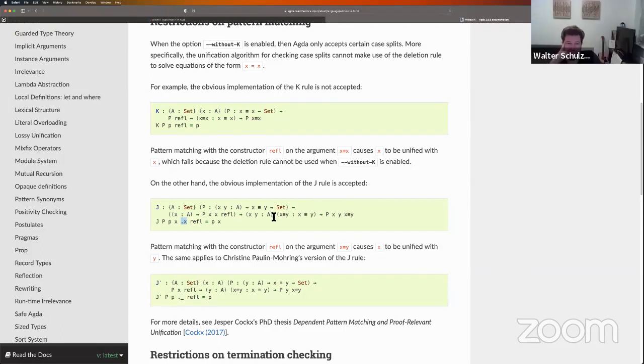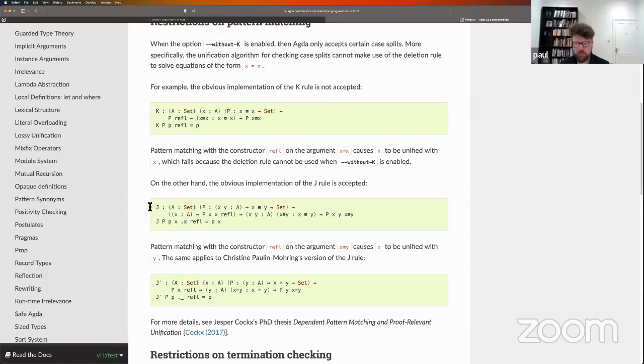It looks like you're manually unifying them, right? Like, I'm going to pattern match J P refl. So now I've told the program that Y is X. Whereas at the K rule it kind of happens automatically.